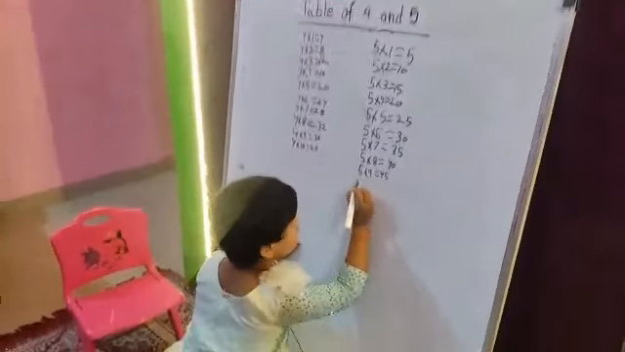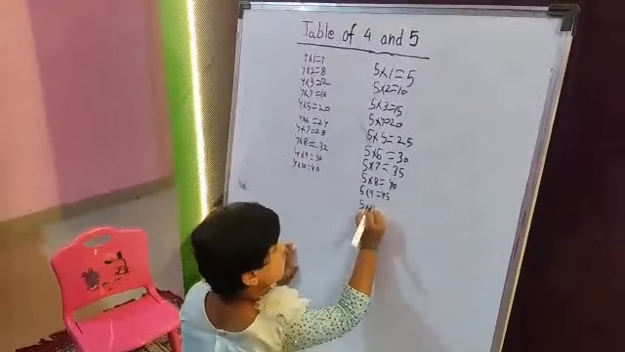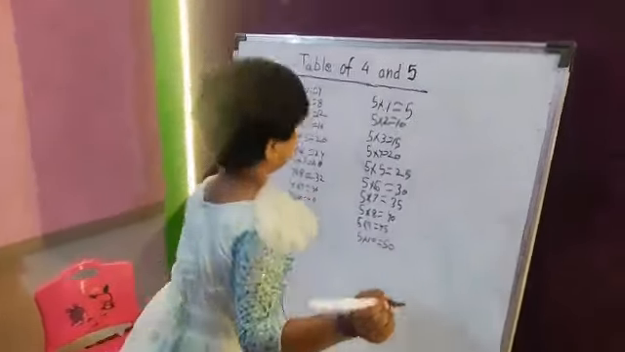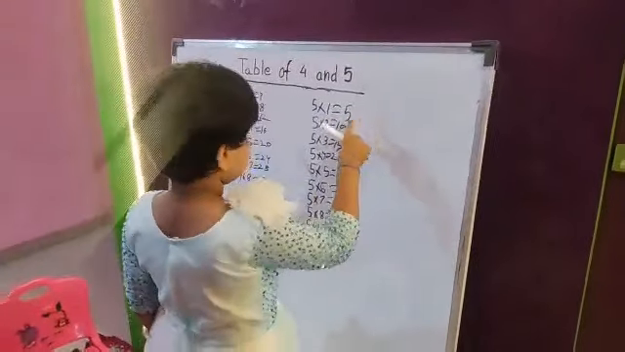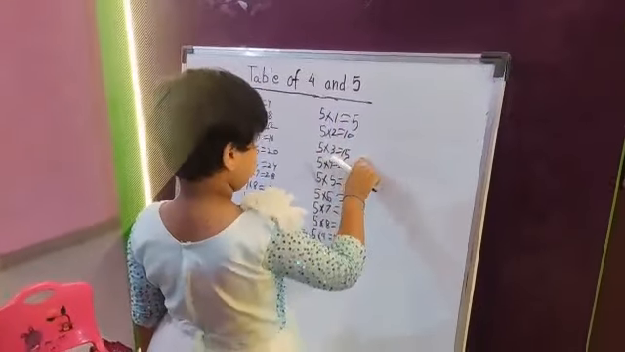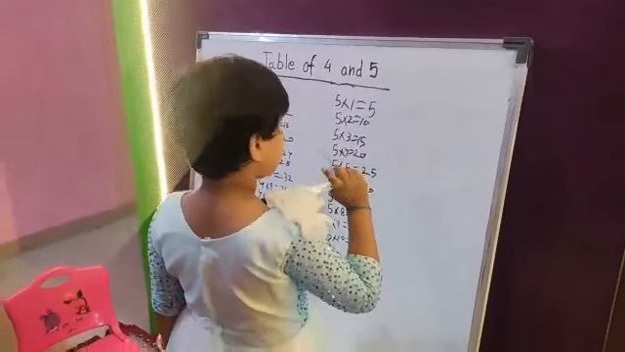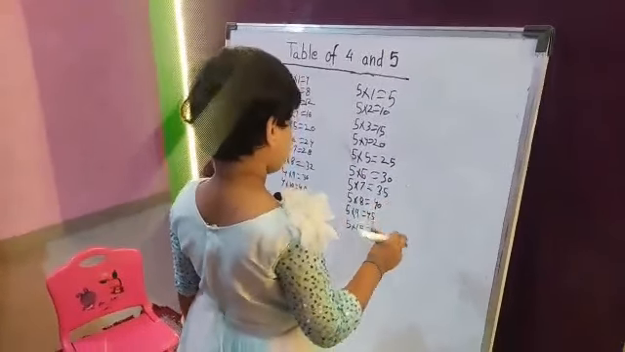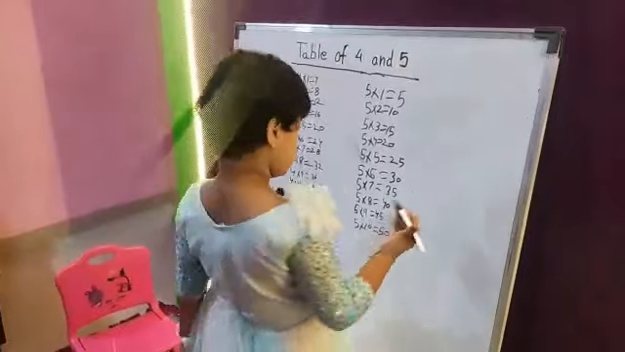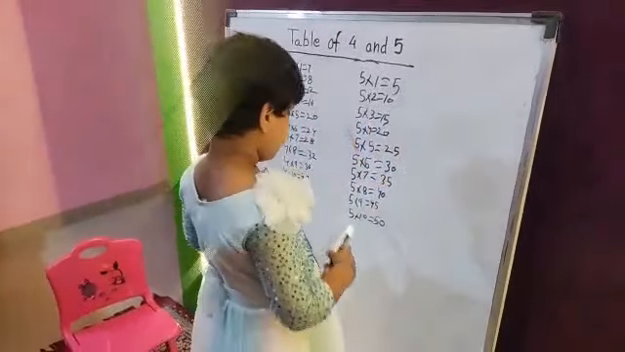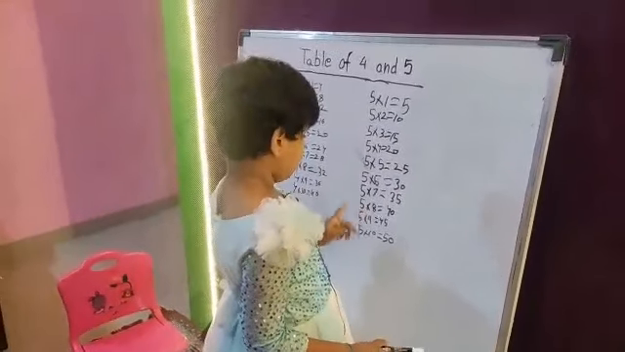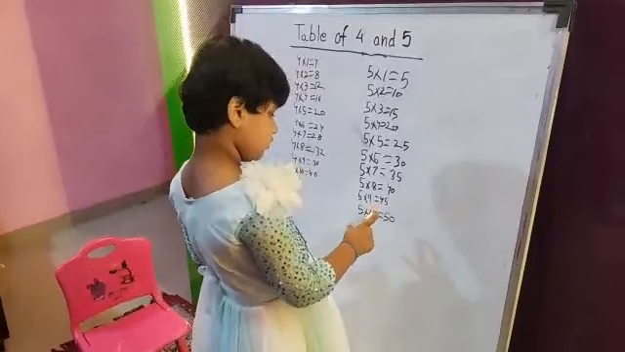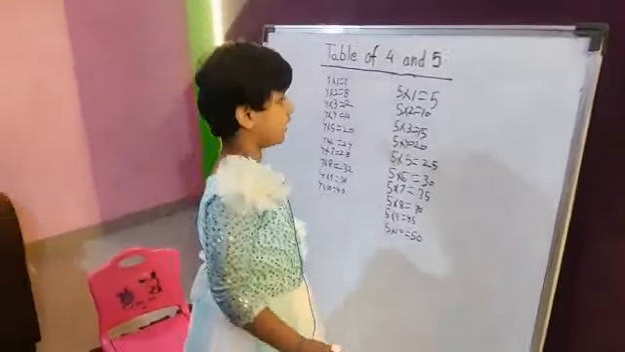5 10 is 50. Tell me again. 5 1 is 5, 5 2 is 10, 5 3 is 15, 5 4 is 20, 5 5 is 25, 5 6 is 30, 5 7 is 35, 5 multiply 8 equals 40, 5 9 is 45, 5 10 is 50. Yeah. Good check.